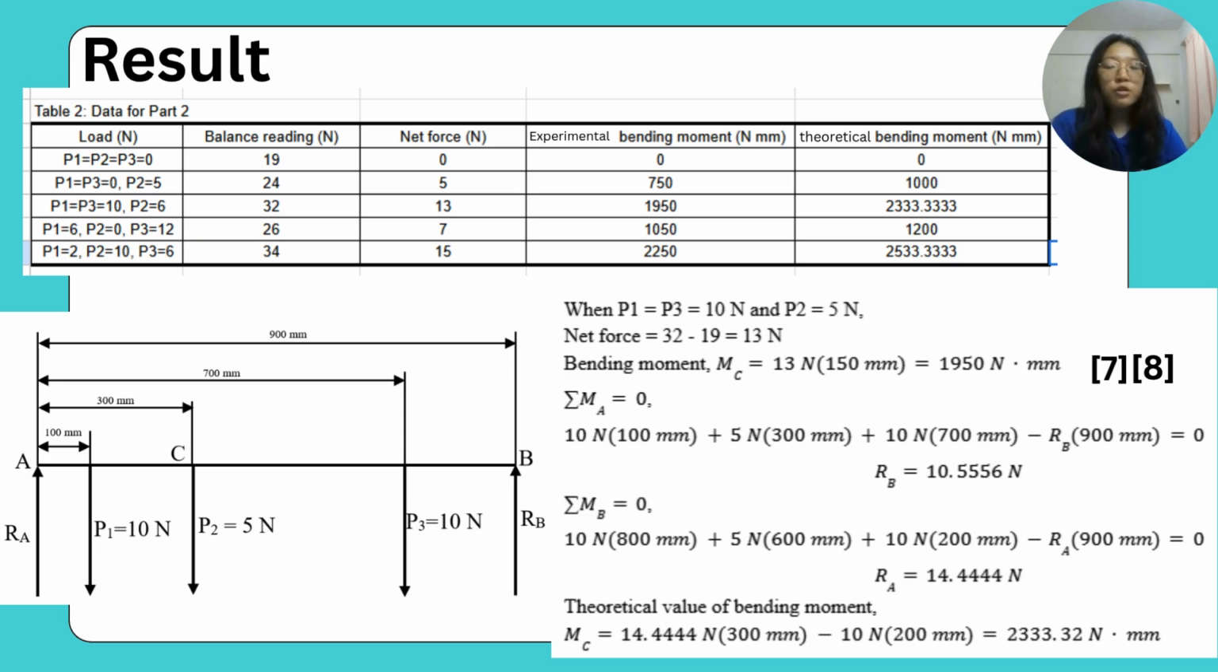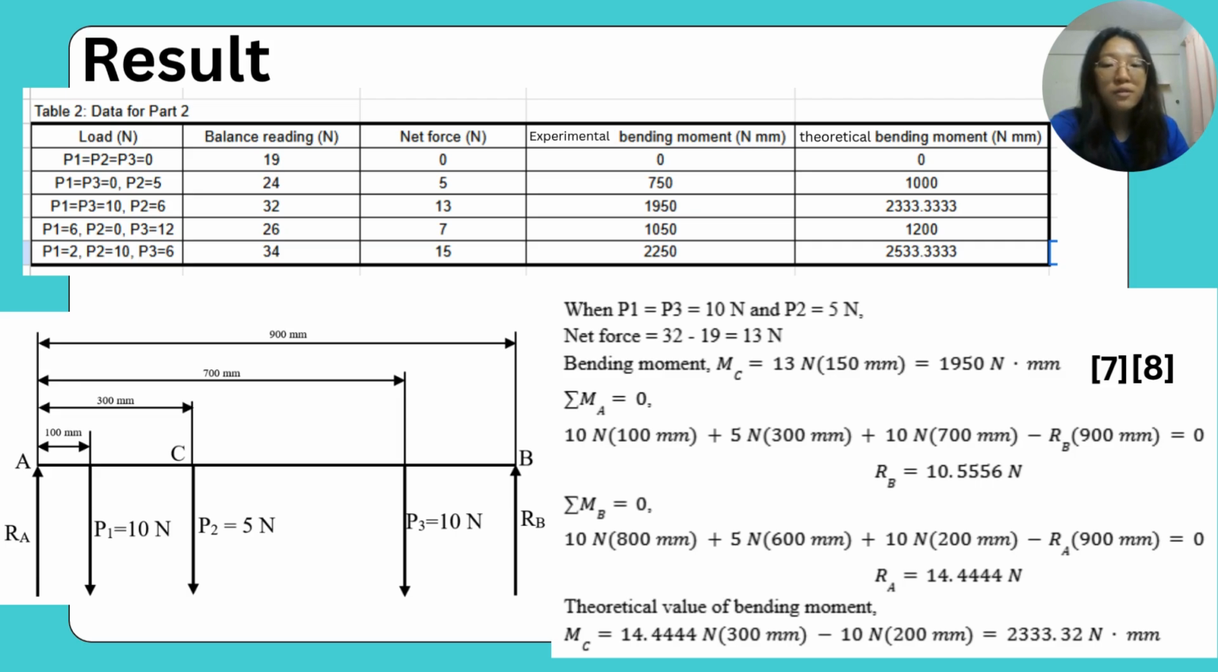So for theoretical bending moment, when the moment at A is equal to 0, we can get the resultant at B is equal to 10.5556 Newton. And when the moment at B is equal to 0, we can get RA is equal to 14.44 Newton. For this case, we must make sure of the arrow direction. When the arrow points downward it is positive, and when the arrow points outward it is negative. That's why when the moment at A is equal to 0, the RB is negative, minus RB times 900 millimeter, because for RB the arrow points outwards.